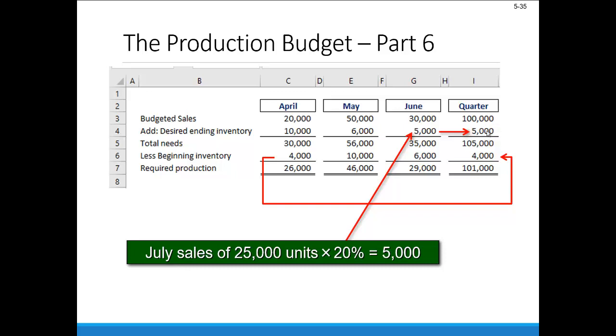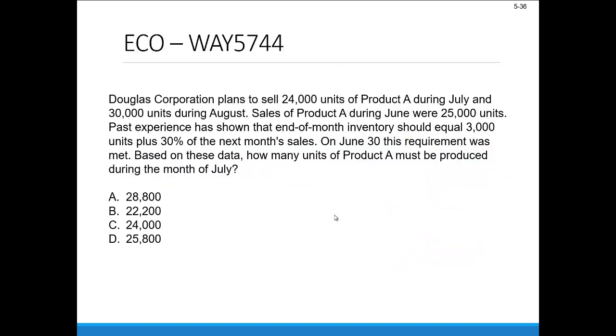So 100,000 plus 5,000 means total needs of 105. Minus beginning inventory, and again, that's not a summation, that's the same point in time as the beginning of the quarter, so we're pulling that forward from April here, 4,000, and that leaves us with total required production for the quarter of 101,000. All right, let's try one here.